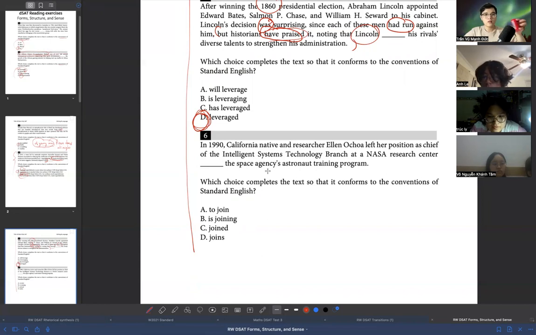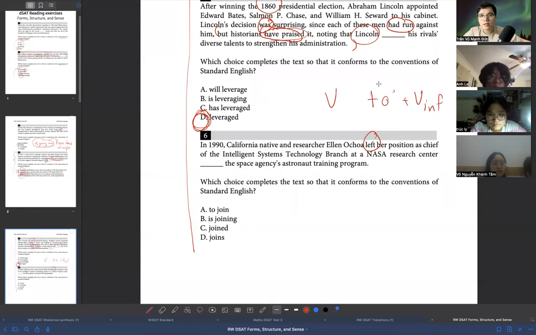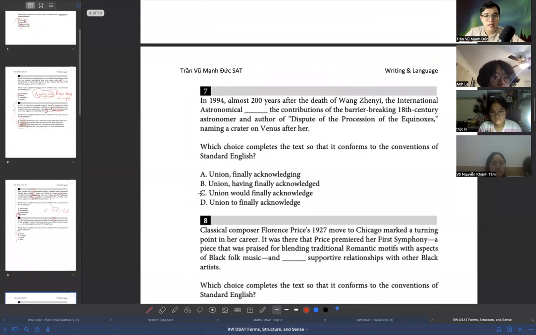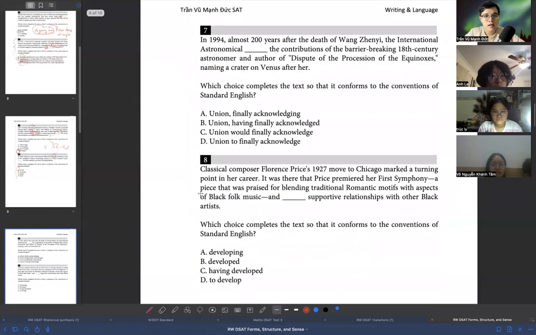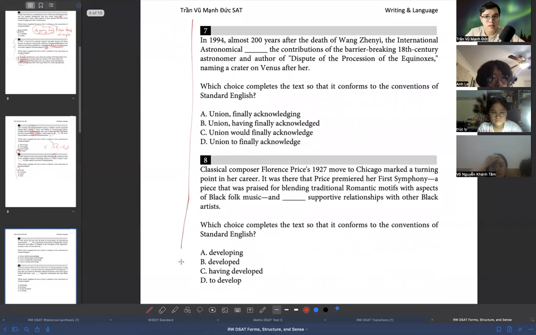A, let's see. To join, exactly. Left verb or something, doing something. To join, to plus verb, infinitive, meaning to indicate purpose. So it is A. It's very simple. Next one is 7, 8. Can you do it for me, though?